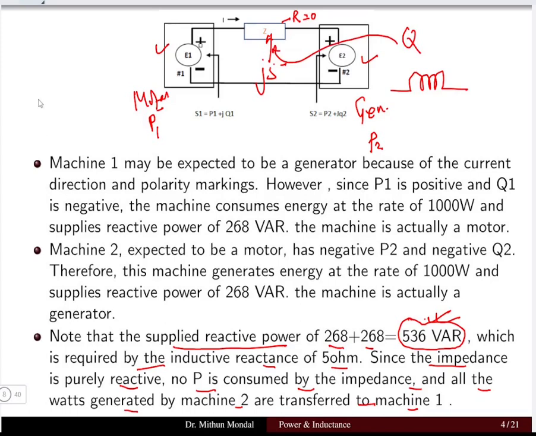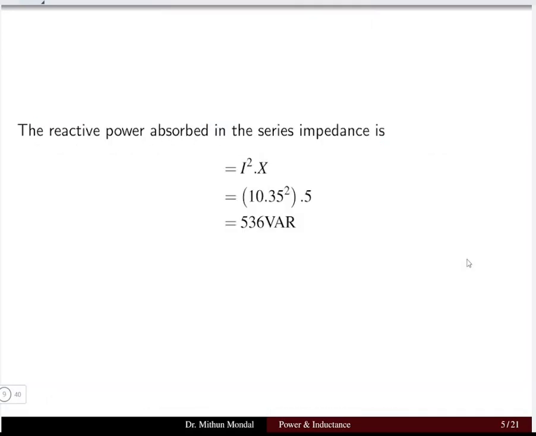These conclusions of this particular problem are very important to understand how the direction of the power is and what the associated real power and reactive power are. The last part of the question was the reactive power absorbed in the series impedance of the line. So you have the impedance Z, where it is only the reactance, whereas the resistance is 0.